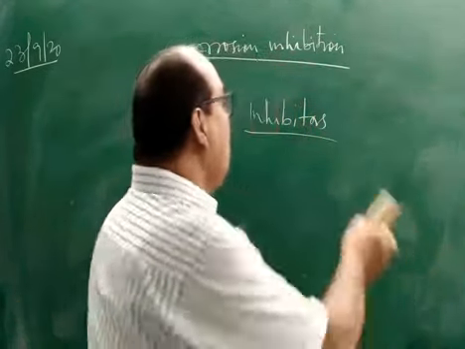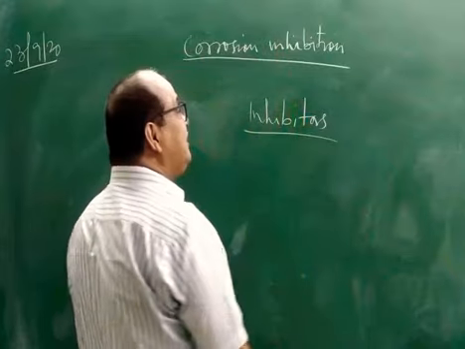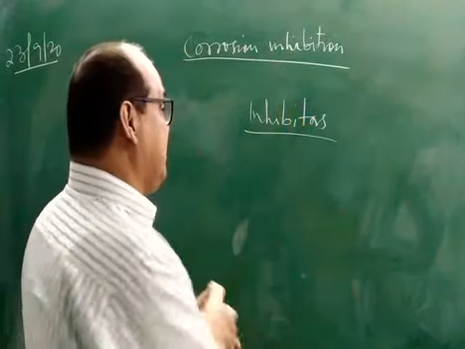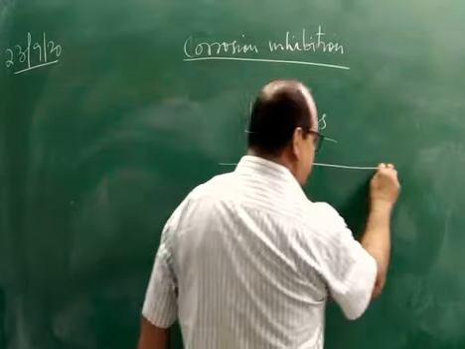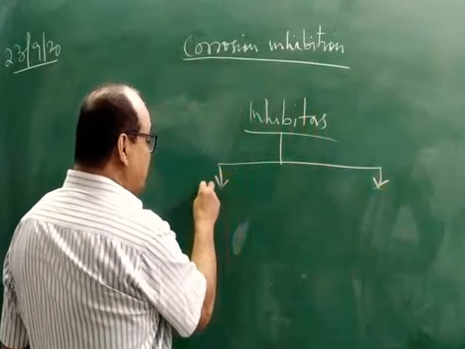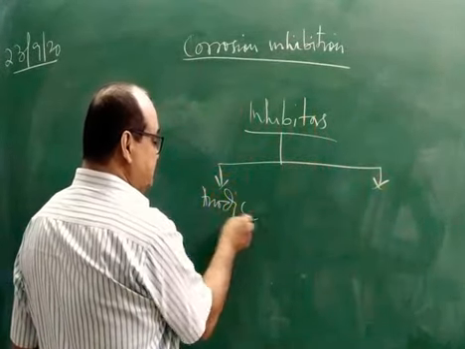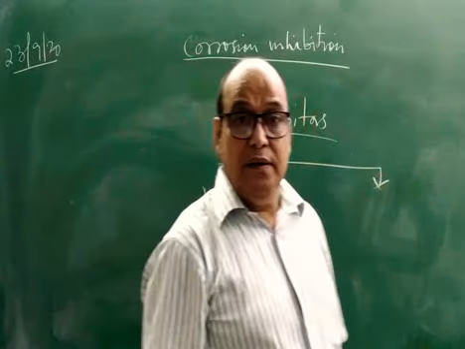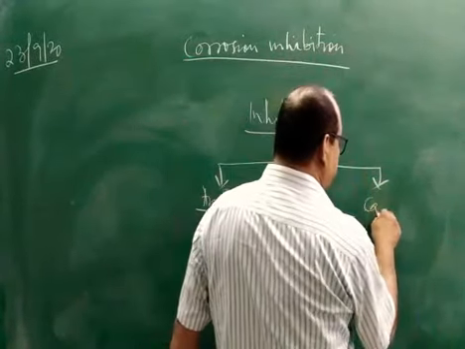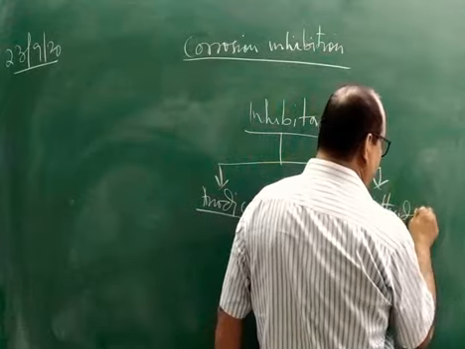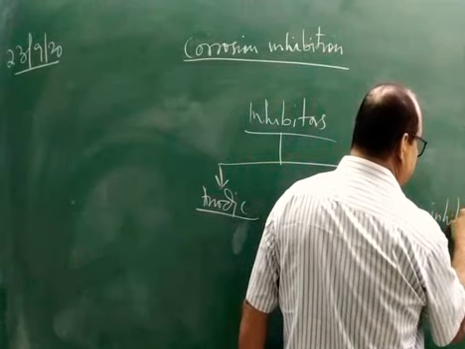Okay? Now, whether it is corrosion inhibitors or inhibition, it may be of two types. Let us start with number one, anodic inhibition, and number two is cathodic inhibitors.